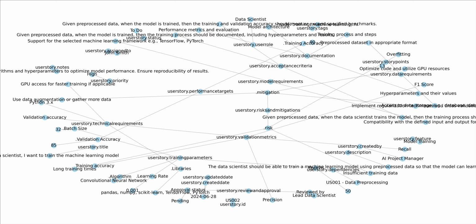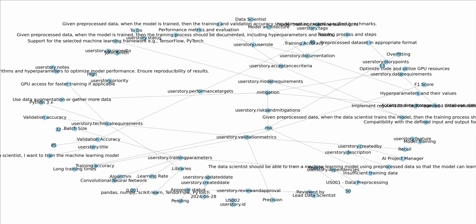Data requirements: Preprocessed dataset in appropriate format. Access to data storage, e.g., database, data lake. Model requirements: Support for the selected machine learning framework, e.g., TensorFlow, PyTorch. Compatibility with the defined input and output formats. Technical requirements: Python 3.x. Libraries: Pandas, NumPy, Scikit-learn, TensorFlow, PyTorch. GPU access for faster training if applicable.